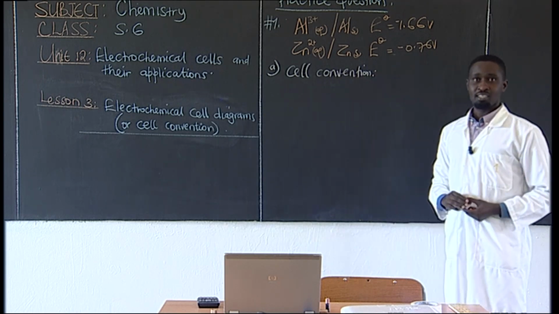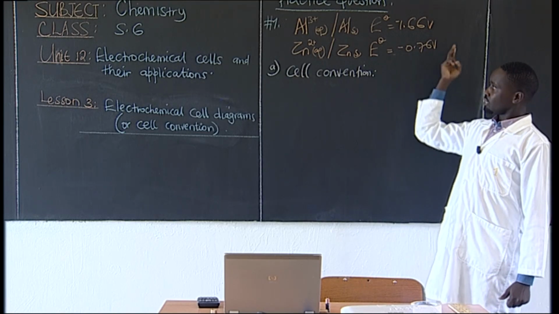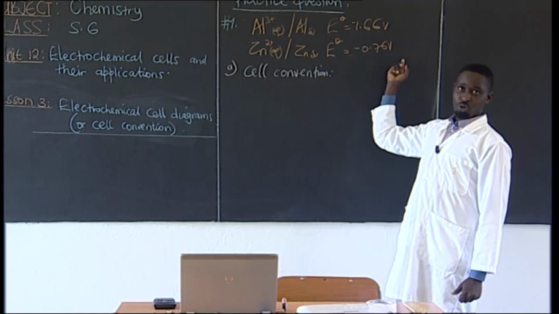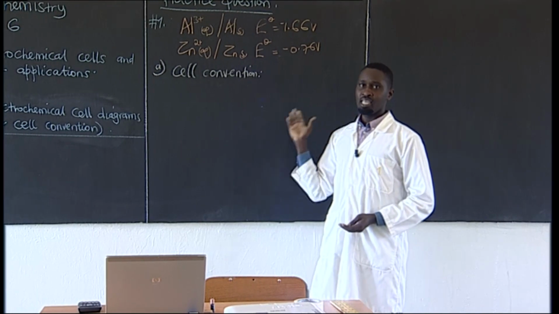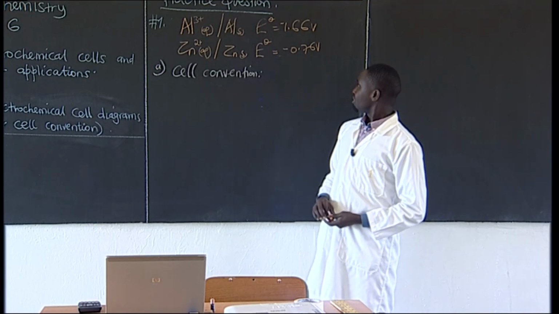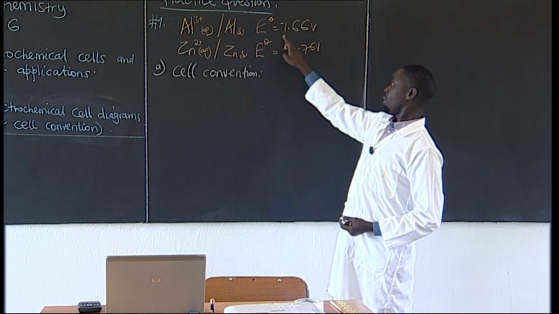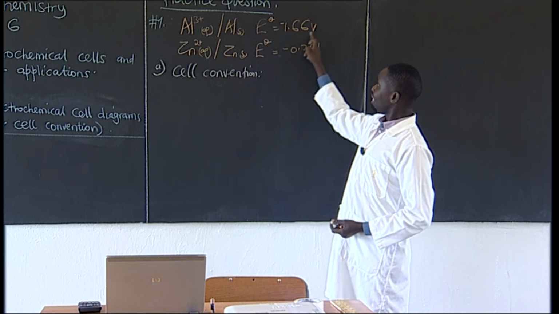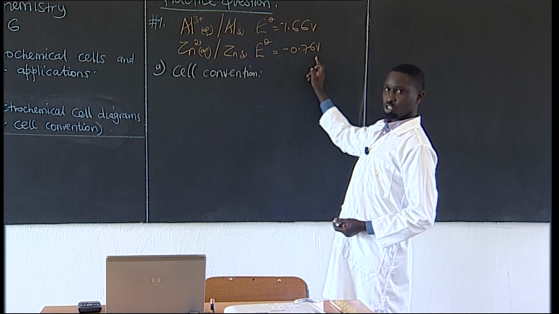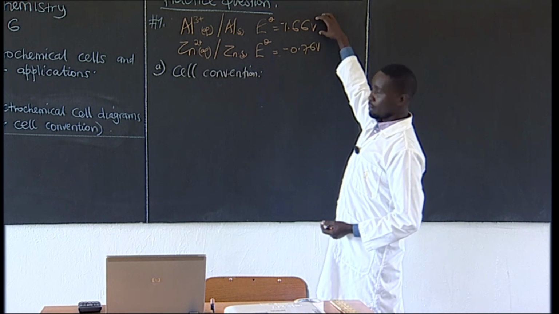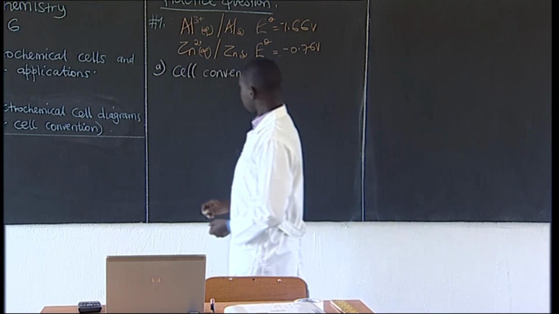The first thought that should be in your head is, within these two cells, which one is undergoing oxidation, or which one is supposed to be set on the left-hand side? It will be the aluminum half cell. Why? Because it has a more negative potential. This one has a less negative potential. So the aluminum goes on the side of oxidation.